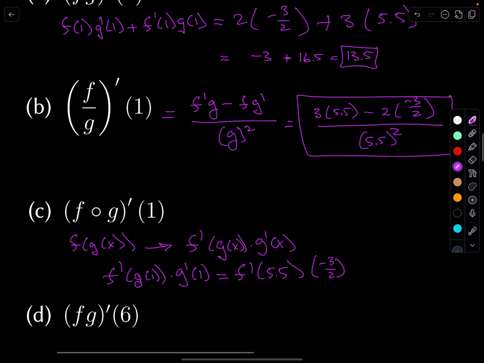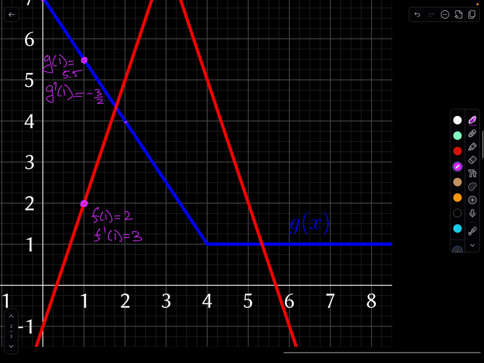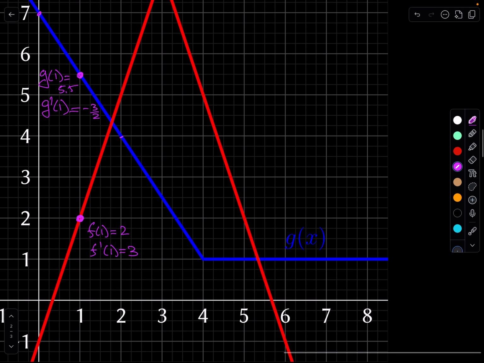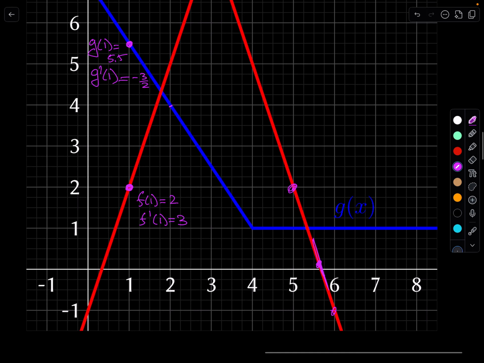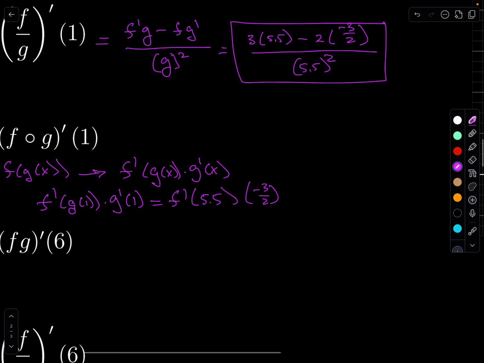So we just have to go find the slope of f at 5.5. It looks like the slope of f at 5.5, we're right about here, I guess. And that slope is going to be negative 3. Is that right? So from here to here, you get negative 3 for the slope. So that'll be equal to negative 3 times negative 3/2, which is 9/2.